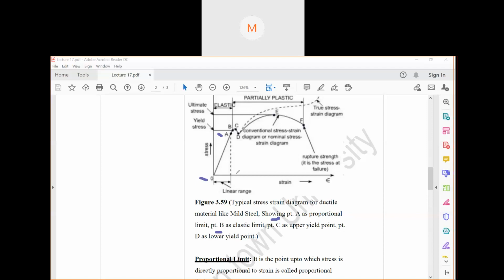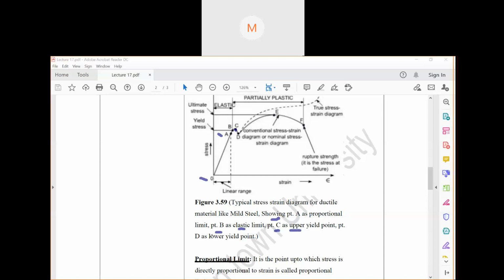So it is known as elastic limit, the point B. Now after point B, there is point C, where you can see here. This is called the upper yield point, and point D is called what? Point D is called the lower yield point. Okay, so in this way, it is different for different points.